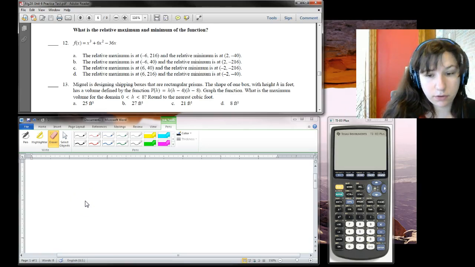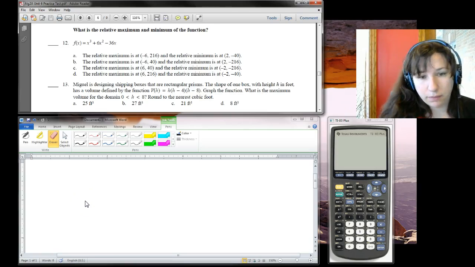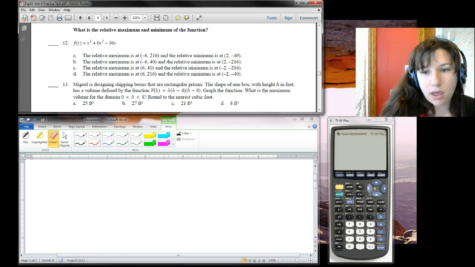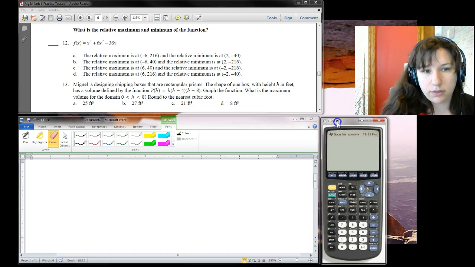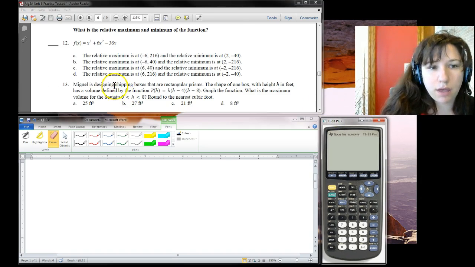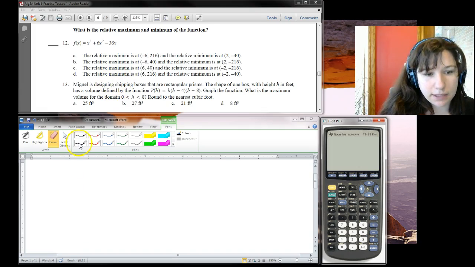Now, number 12 and 13 are pretty much asking you to do the same thing. Even if one's a word problem, don't let that intimidate you. It's the same. So let's take a look at number 12. They want to know the relative maximum and minimum.